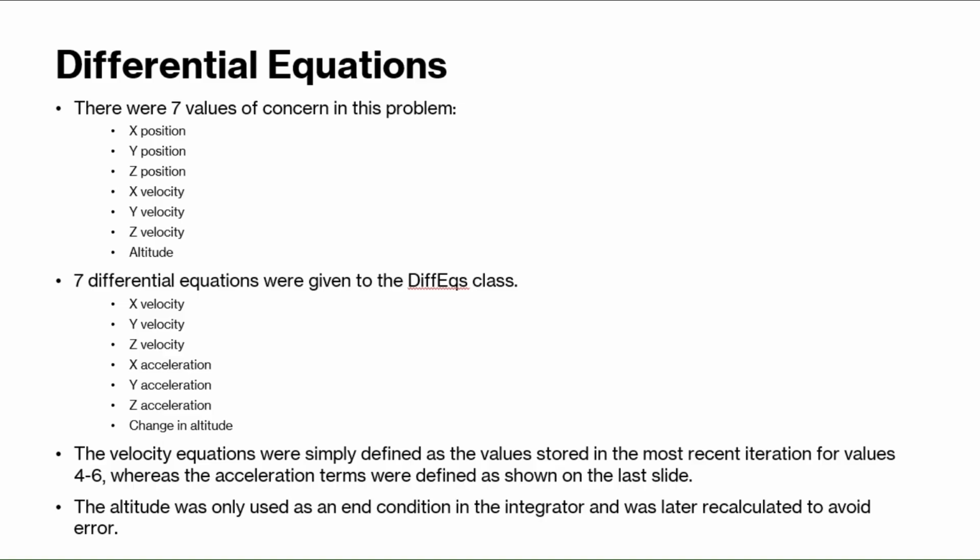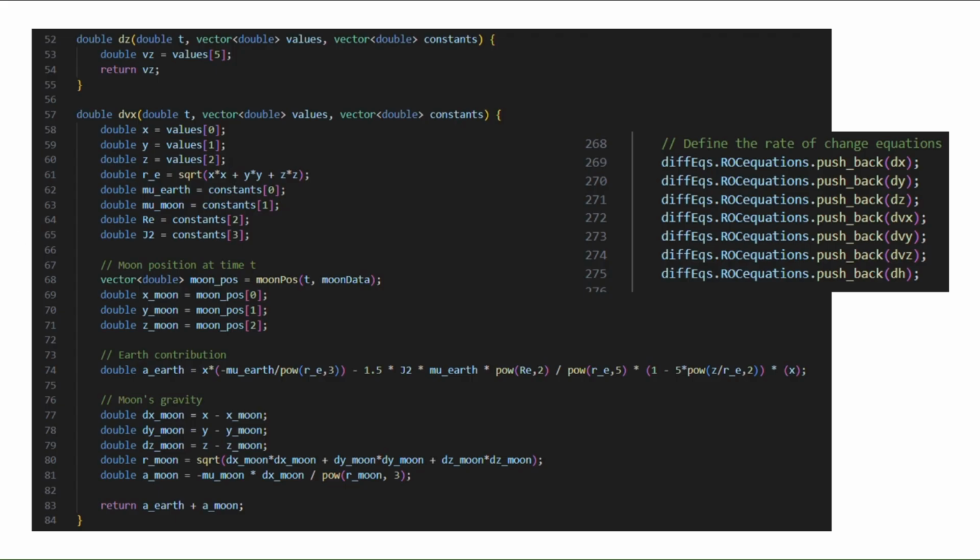So the differential equations were set up like this. There were 7 values of concern: x position, y position, z position, and then the following coordinates with velocity, and then lastly altitude. The 7 differential equations were given to the diffEqs class, which is xyz, velocity and acceleration, and change in altitude. This is an example of how the change in position, which is velocity, and the change in velocity, which is acceleration, were defined. You can read into this a little bit more if you want to see the details.